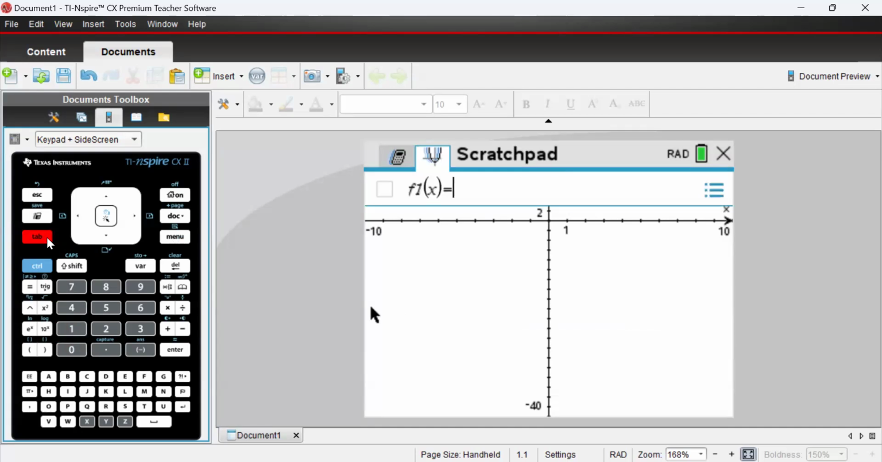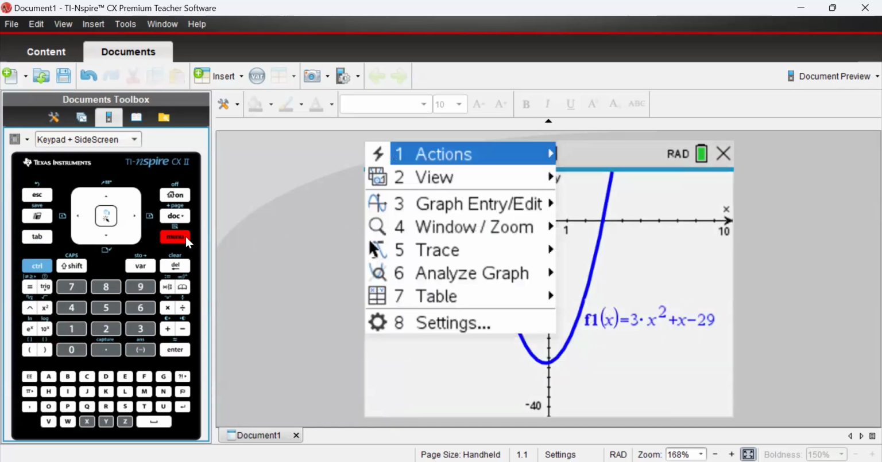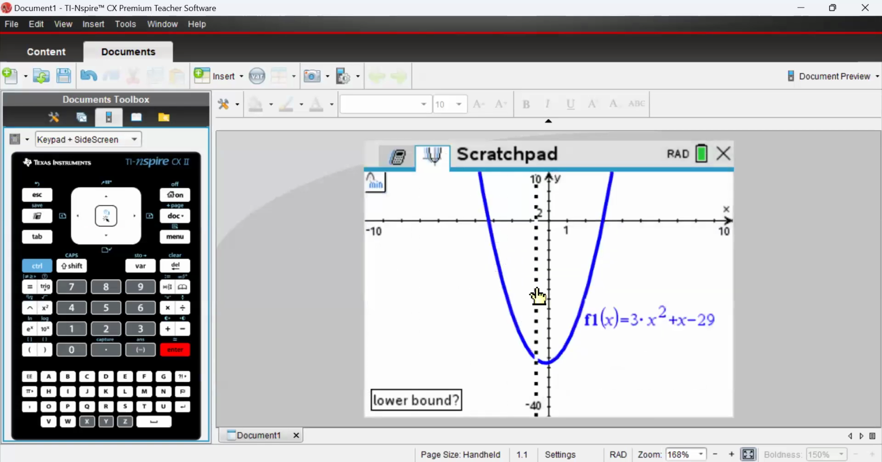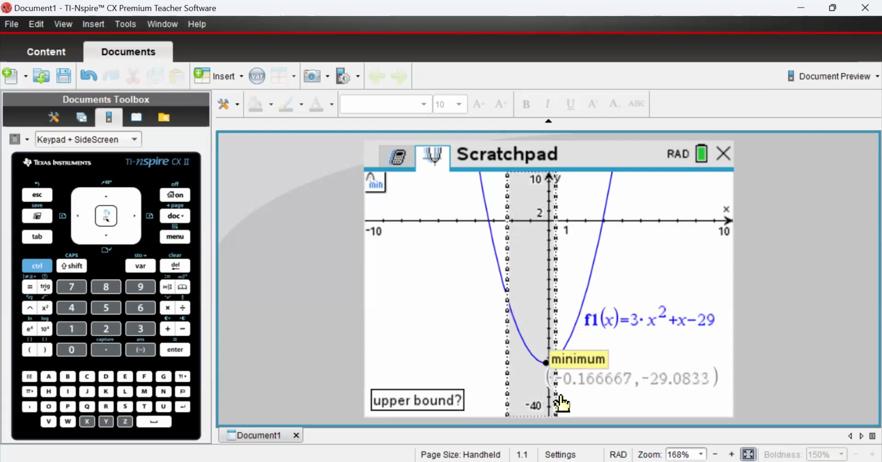Then I'm going to hit tab. I'm on F01. When you hit that clear all, it clears everything out of there. So I'm going to double check, hit enter. And this one has a low point, so that one has a minimum. We're going to go to menu, analyze graph, minimum. So anywhere to the left of that minimum and click. And then you see it switches to upper bound. There we go. And you click.